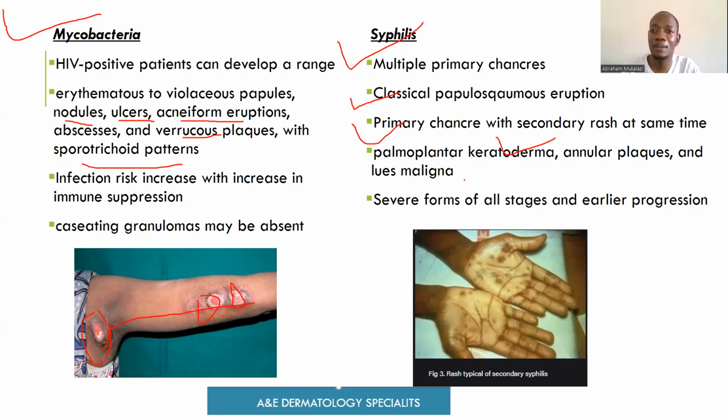So you have features of primary syphilis, features of secondary, features of tertiary syphilis at the same time. As you can see in this picture, we will have these copper coin lesions on the palms and toes, which are commonly seen in syphilis.